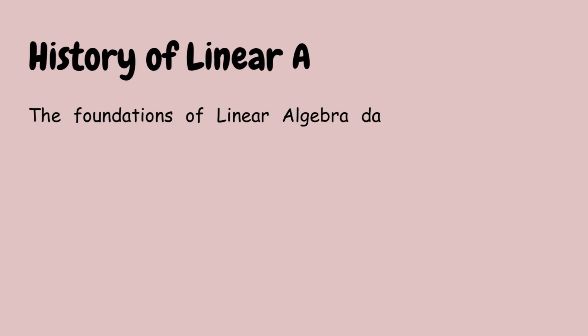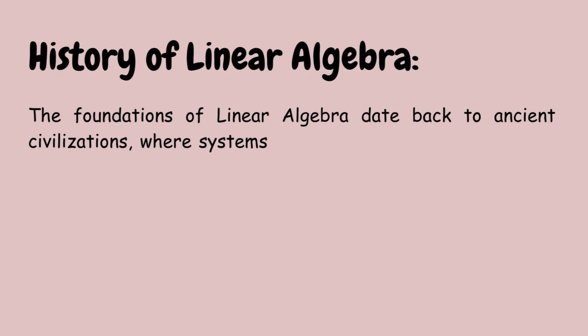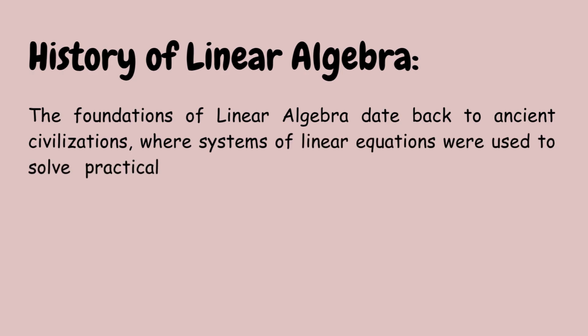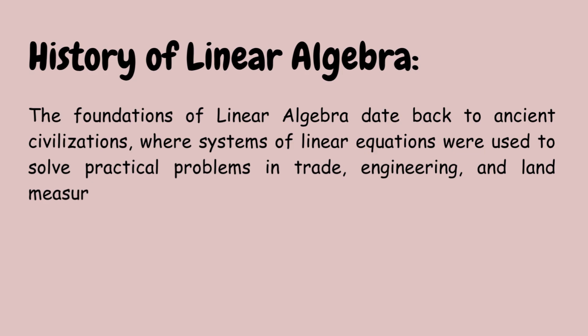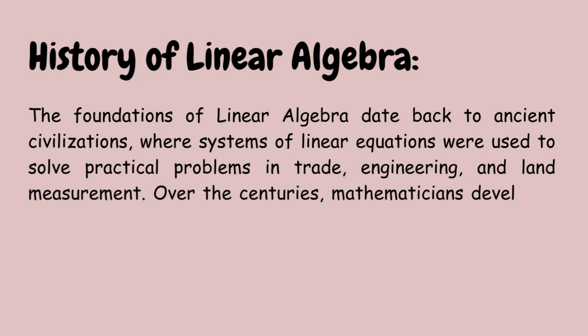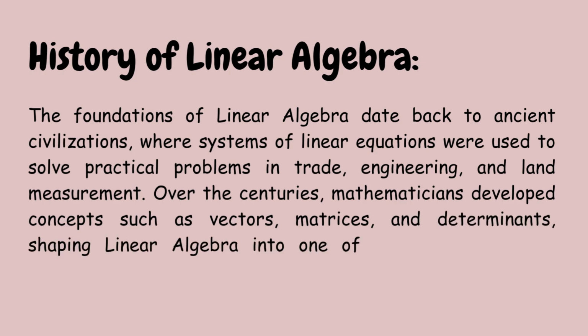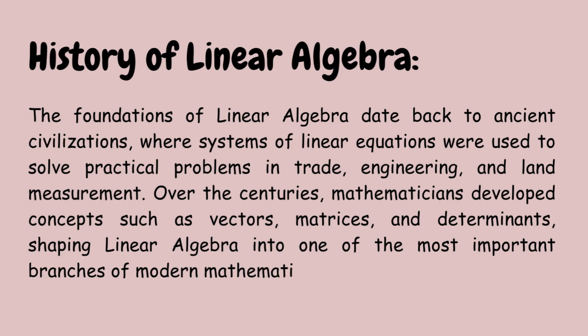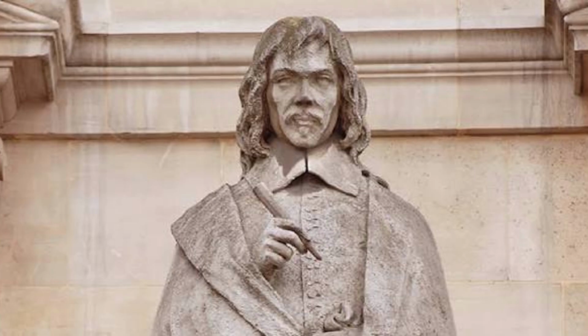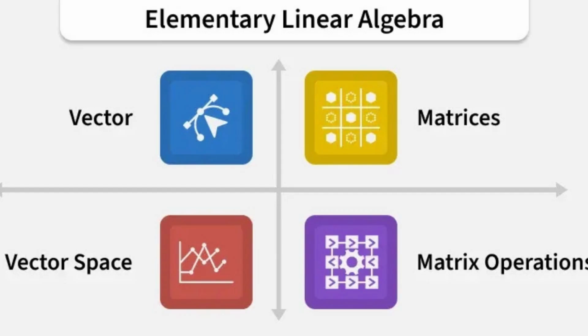But where did linear algebra come from? The origins of linear algebra go back thousands of years. Ancient civilizations such as the Egyptians and Babylonians solved systems of equations while measuring land and constructing buildings. Later, mathematicians in China developed systematic methods for solving multiple equations. During the 17th century, René Descartes connected algebra with geometry, opening the door to coordinate geometry. Over the following centuries, mathematicians introduced vectors, matrices, and many of the ideas that make up modern linear algebra.